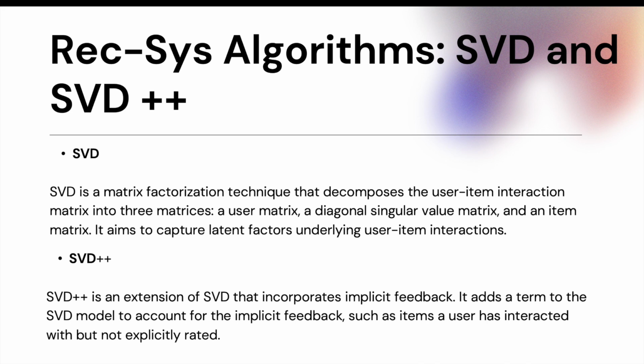Both SVD and SVD++ algorithms rely on matrix manipulation for recommendation generation. The user item interaction matrix acts as the core, storing user ratings or other interaction data, and SVD then decomposes this matrix into smaller matrices representing user latent factors and item latent factors. These latent factors capture user preferences and item characteristics, allowing the algorithm to predict user item interactions.